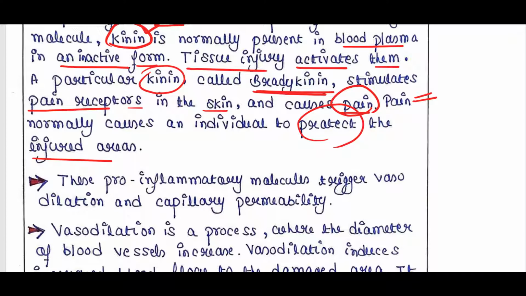Now next are the pro-inflammatory molecules. Some pro-inflammatory molecules that I have already told you about are TNF alpha and interleukin 1. These pro-inflammatory molecules trigger vasodilation and capillary permeability.